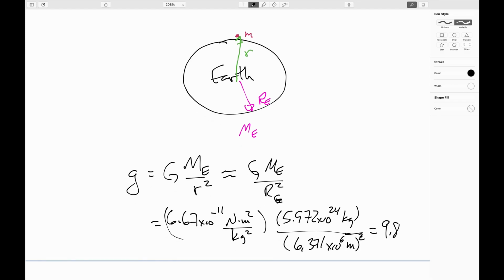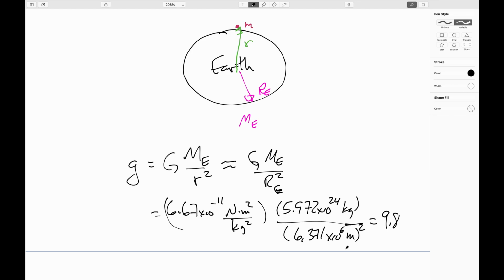Well, this meter here is going to get squared, and so that will cancel off both of those powers there. There's only one power of kilogram to cancel something there. So we are left with 9.8 newtons per kilogram.